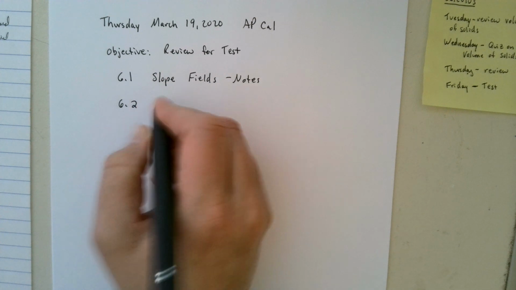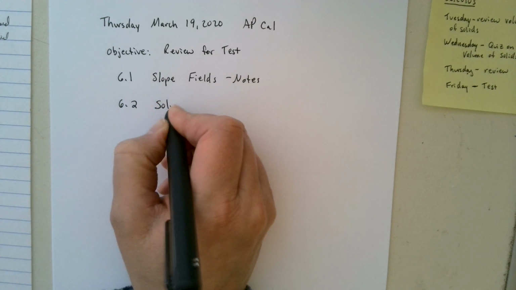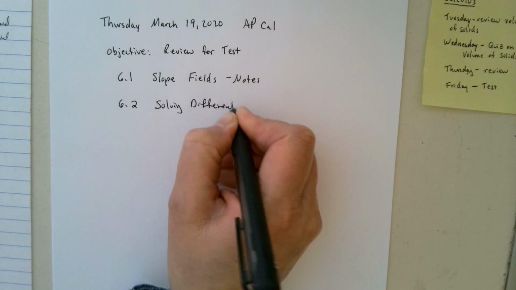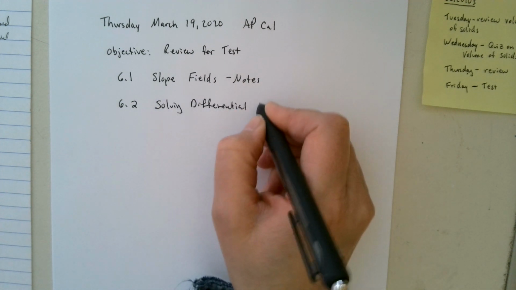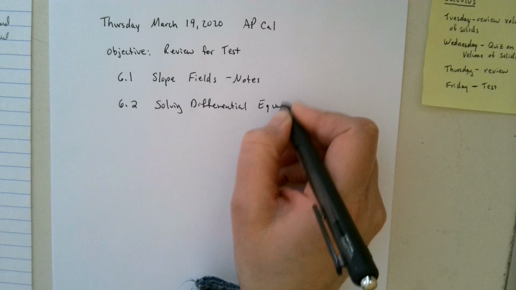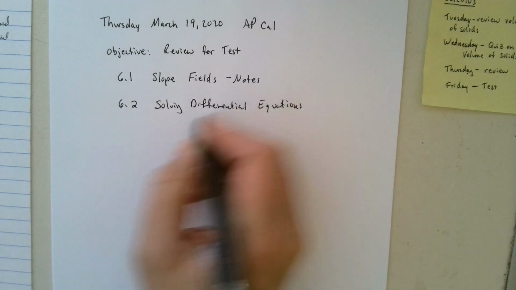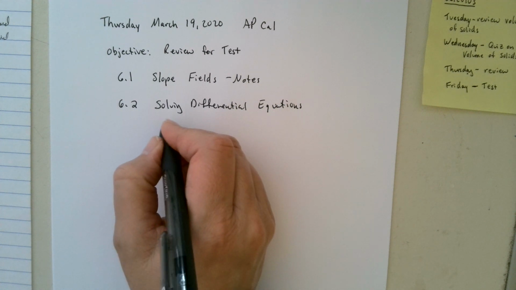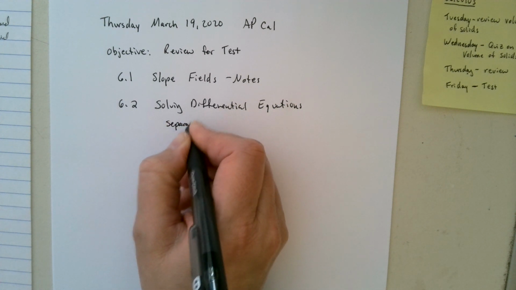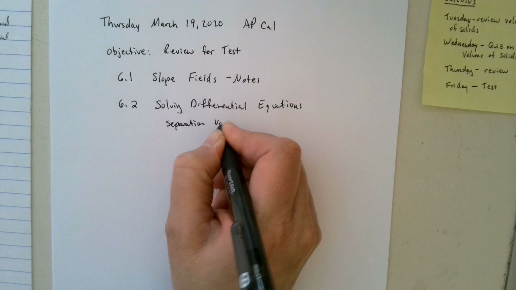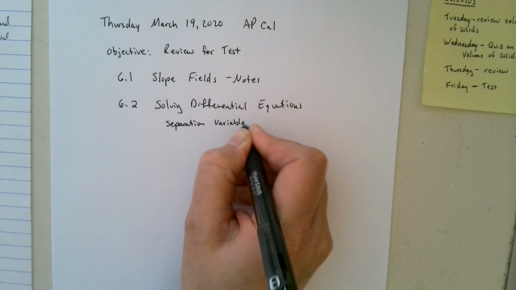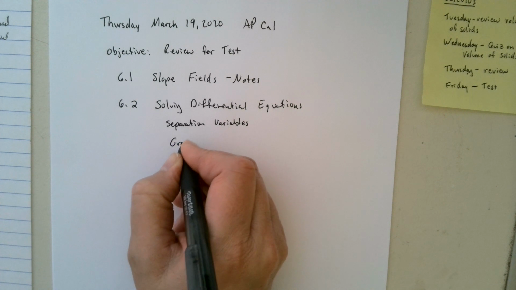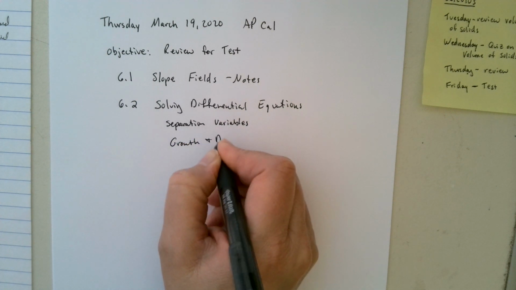6.2 was solving differential equations. And this involved the separation of variables. But most importantly, in this section, we talked about growth and decay.